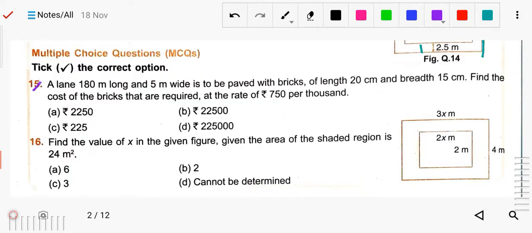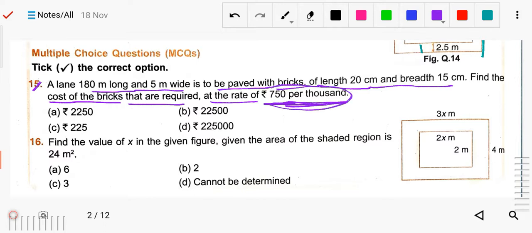Now next, question number 15. The lane 80 meter long and 5 meter wide is to be paved with bricks of length 20 centimeter and breadth 15 centimeter. Find the cost of bricks at the rate of 750 rupees per thousand. It means the cost of 1000 bricks is 750.